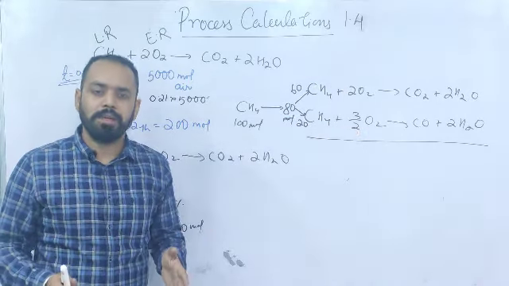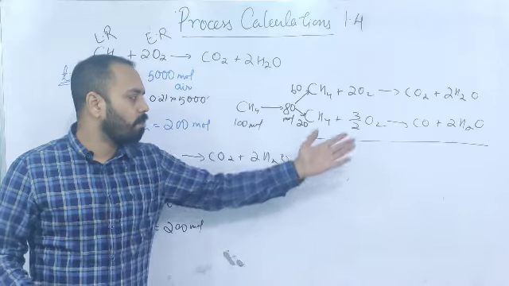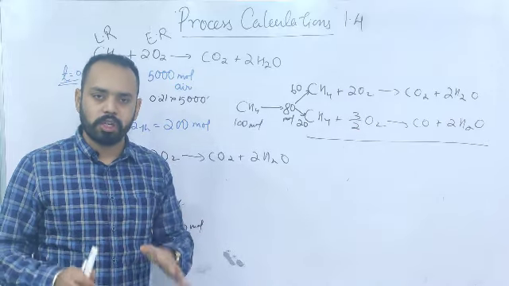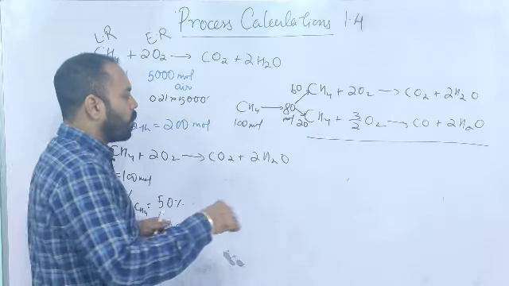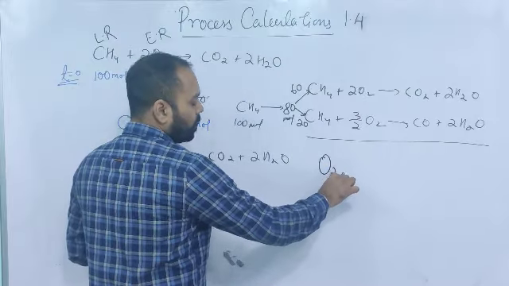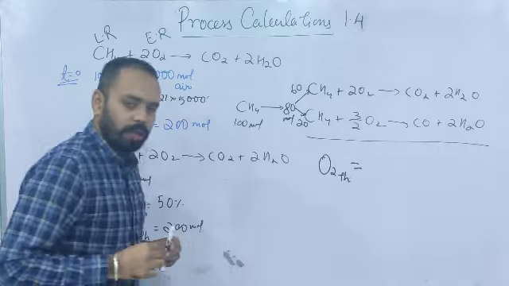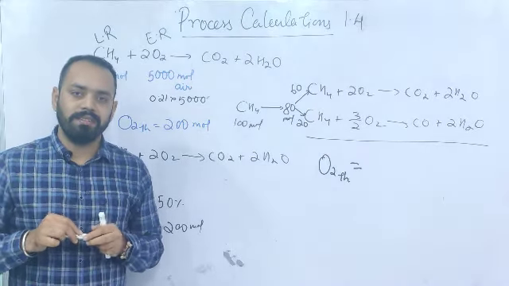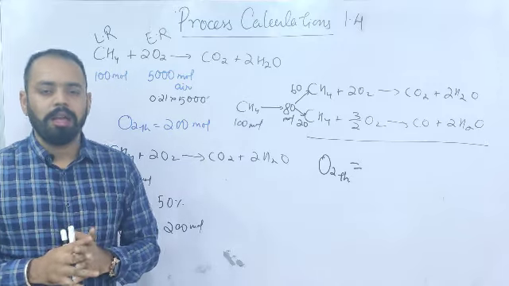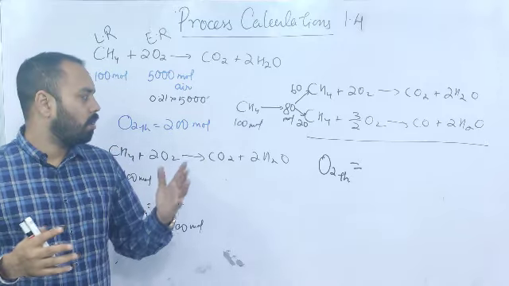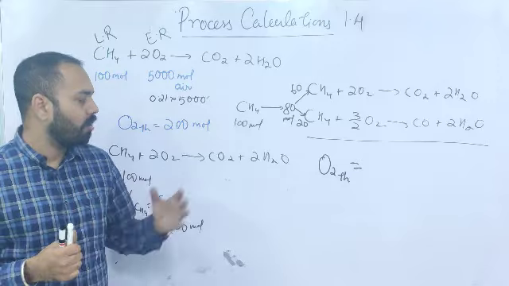In case of combustion, the reaction which produces carbon monoxide is considered as the partial combustion reaction, and that is considered as the side reaction. Now in this problem, what is O2 theoretical? If you have understood the definition, you can easily answer, otherwise you may get confused. So please think for a while, and you can always calculate before me what is the value of O2 theoretical.